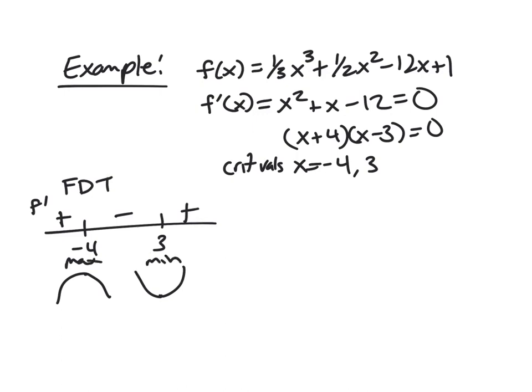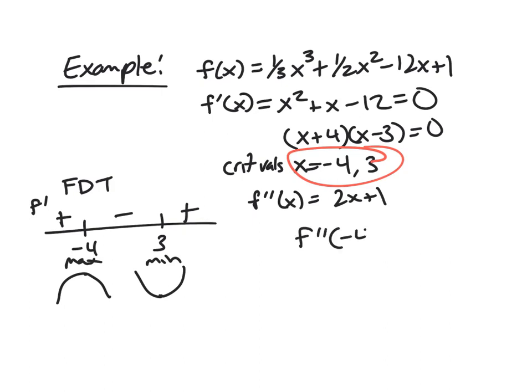So now for the second derivative test, we obviously want to go one step further here. And so we get the second derivative is 2x plus 1. But now we're not finding intervals of concavity. We're not looking for inflection points. So we don't set this equal to 0. We just plug in our critical values to f double prime and see what the picture looks like.